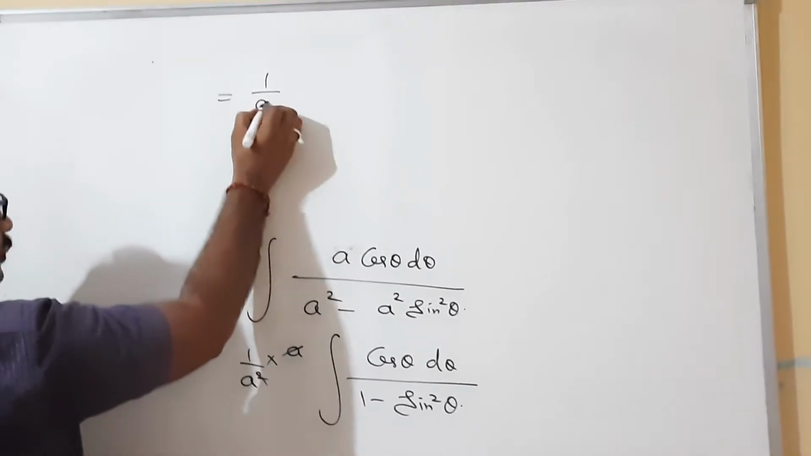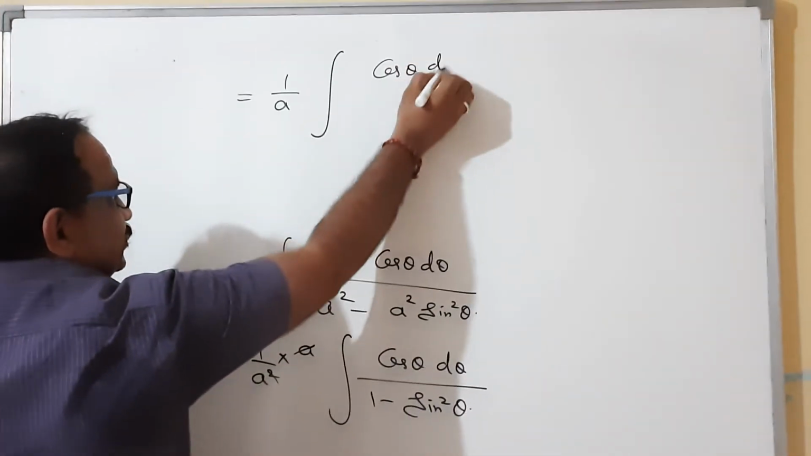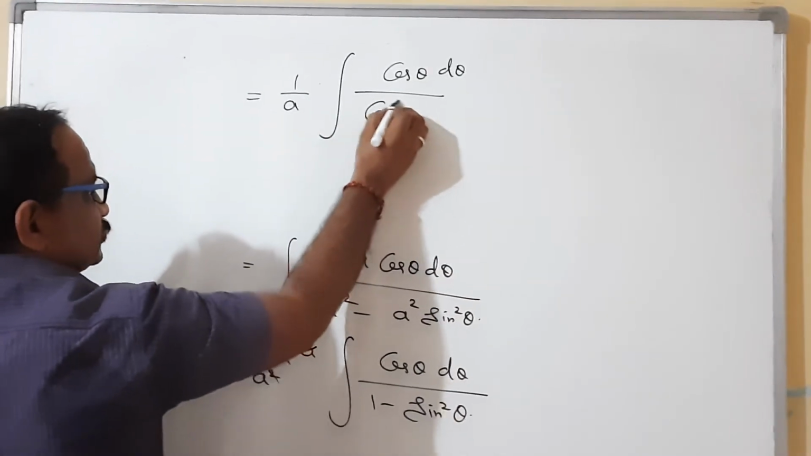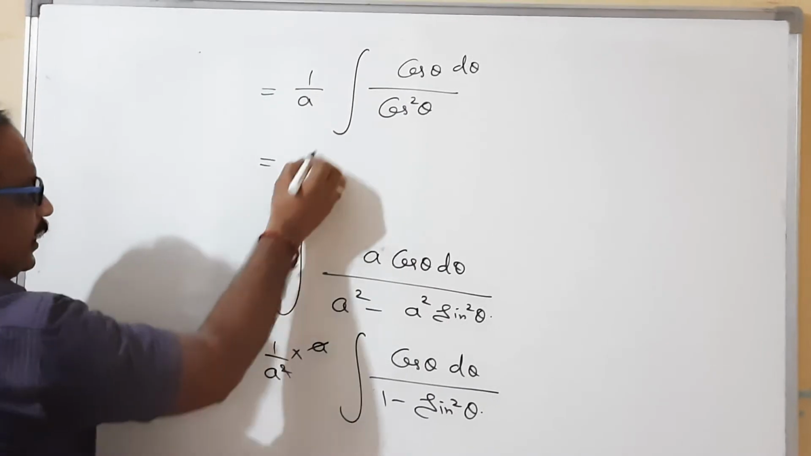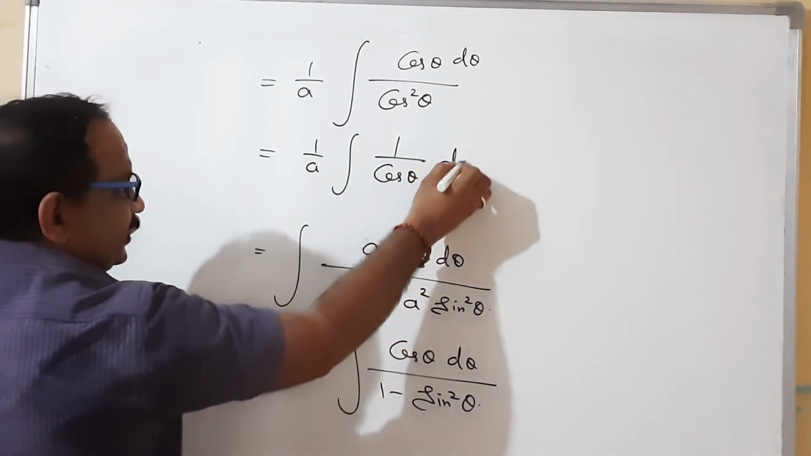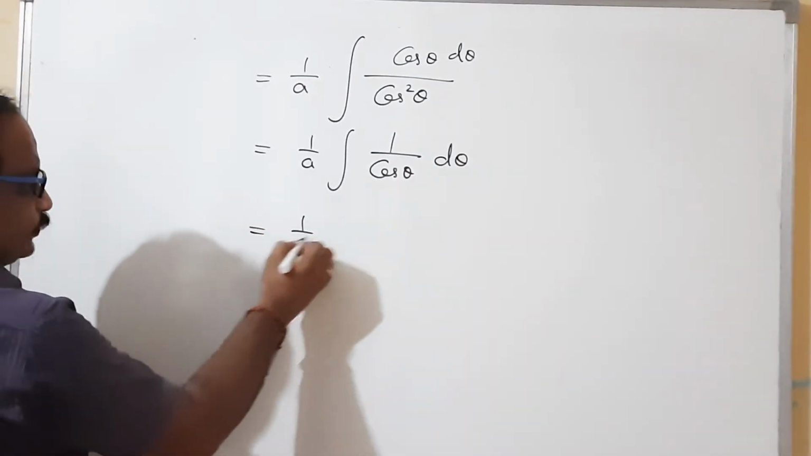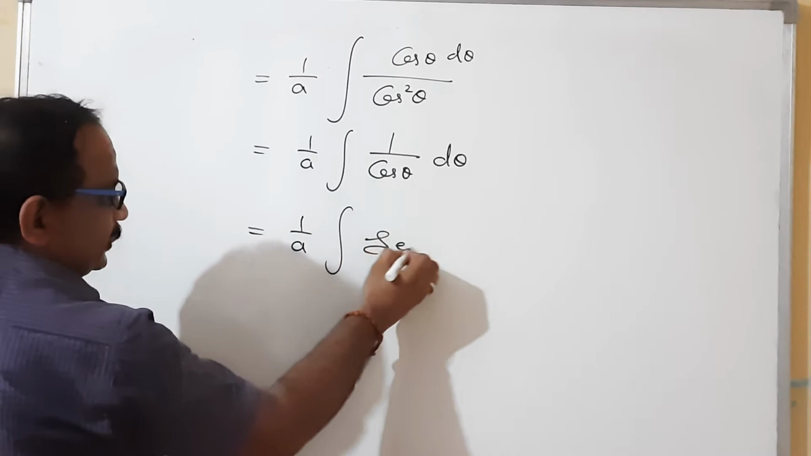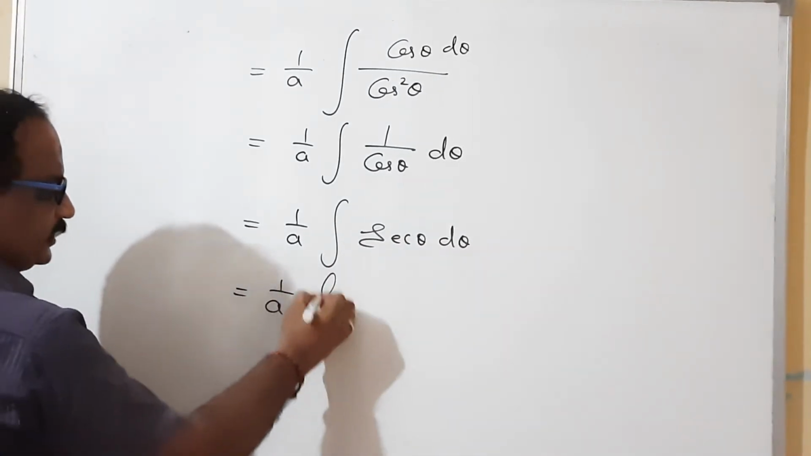So remains here 1 by a, here is cos theta d theta divided by cos square theta. Fine, one cos theta can be cancelled out and remains here 1 upon cos theta and d theta. This 1 upon cos theta, it is what? That is sec theta d theta. Now the integration of sec theta is what?